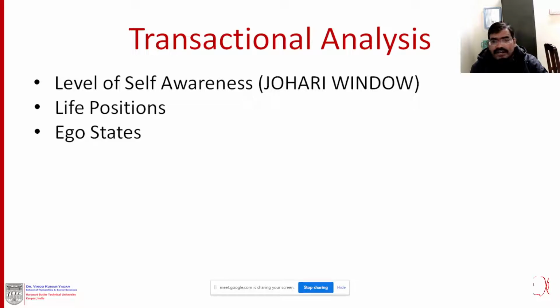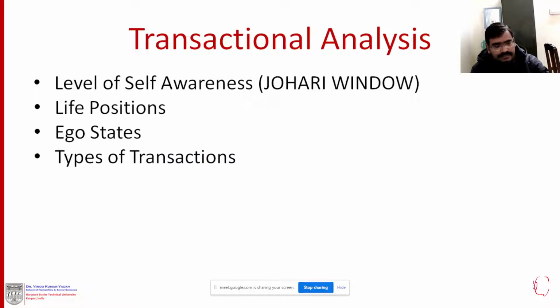What are the different phases, or you call it in your layman language as genre? So what is the present ego state when you receive some transaction or when you give a response? That depends. Types of transactions, we will discuss that. Yes, what types of transactions are there?